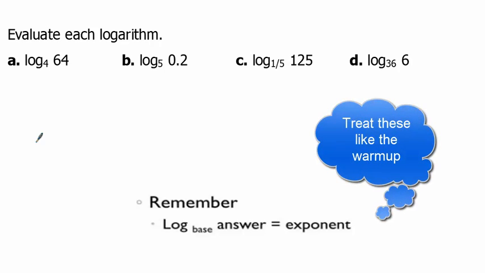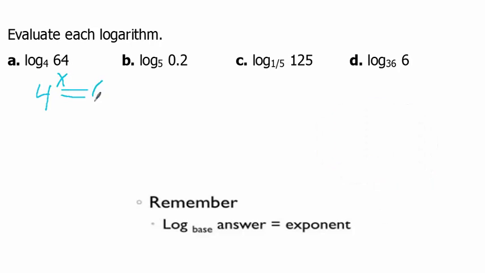Evaluating, we often still want to think this. 4 to what value would give me 64? 4 squared is 16, 4 cubed is 64, so x equals 3. 5 to what power would get me, and I'm going to write this as a fraction so we can actually see it.